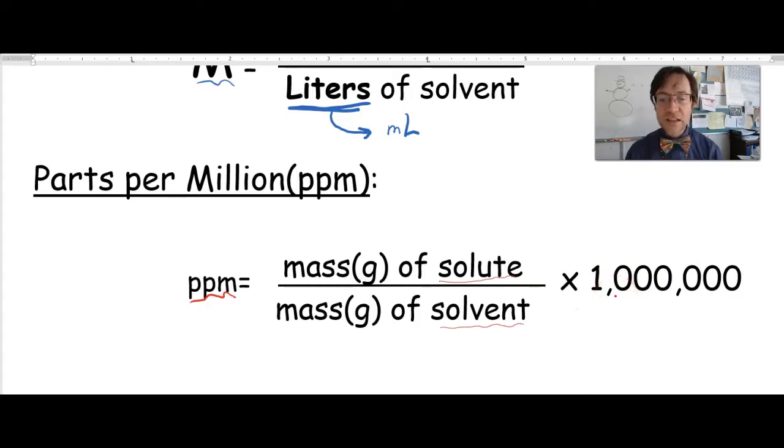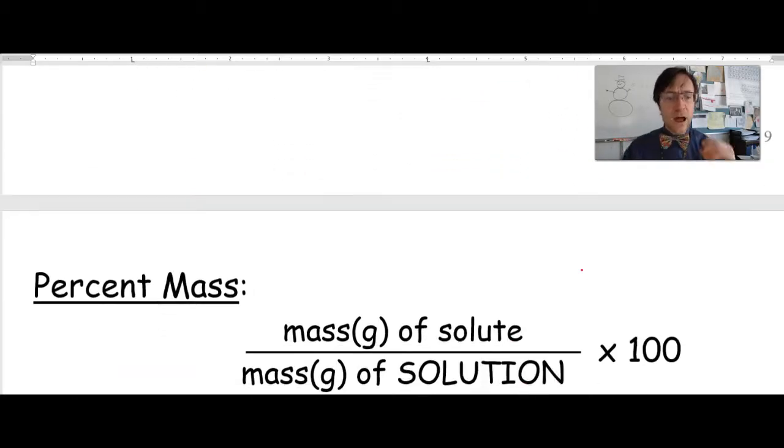So basically what this tells us is that the ratio of solute to solvent is teeny, tiny. Very, very small. So instead of using a crazy small decimal, we multiply it by 1,000,000 and we get a slightly more reasonable number. Again, this is used for solutes that are in very, very small concentrations.